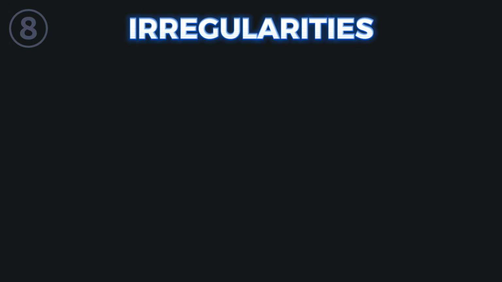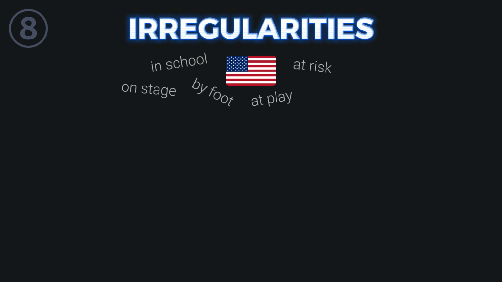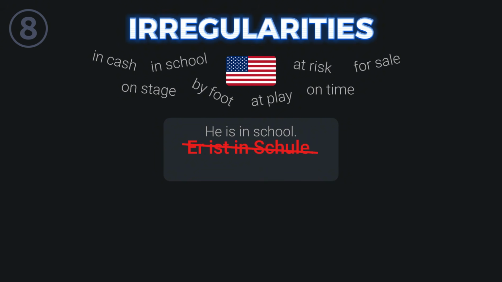Last but not least, there are just some combinations without the use of any articles and it's completely arbitrary. English is actually quite the mess here. In school, at risk, on stage, by foot, at play, on time, in cash, for sale, you get the point. German also has these, but not as many. We would never say ist in Schule, he's in school. Rather, ist in der Schule, he is in the school.